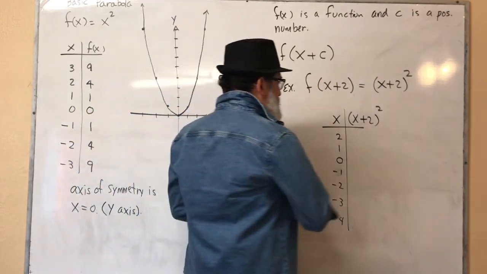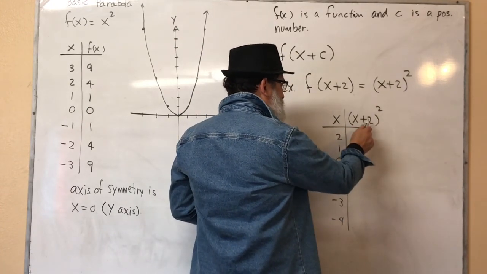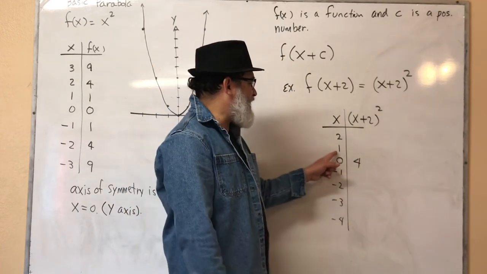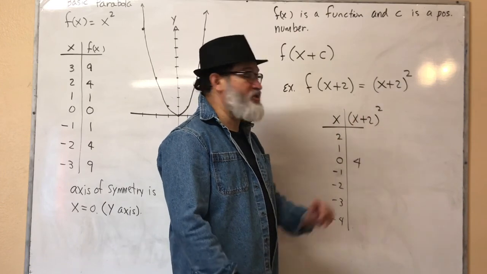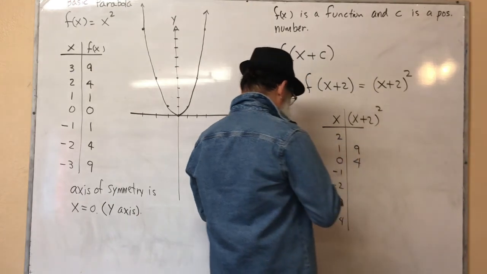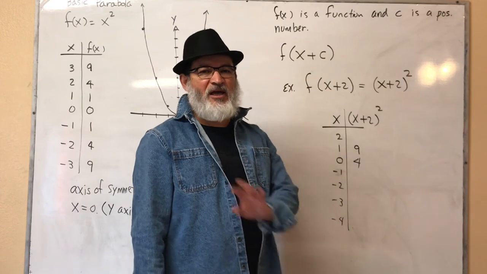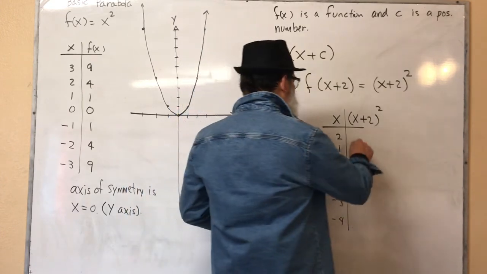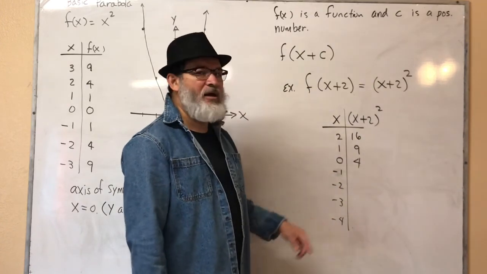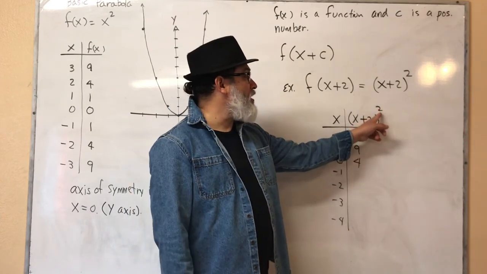If x is 0, this will be 0 plus 2. 0 plus 2 is 2. 2 squared is 4. If x is 1, that's 1 plus 2, which is 3. And 3 squared is 9. If x is 2, that's 2 plus 2, that's 4. And 4 squared is 16. If x is -1, -1 plus 2 is 1. And that 1 squared is 1.